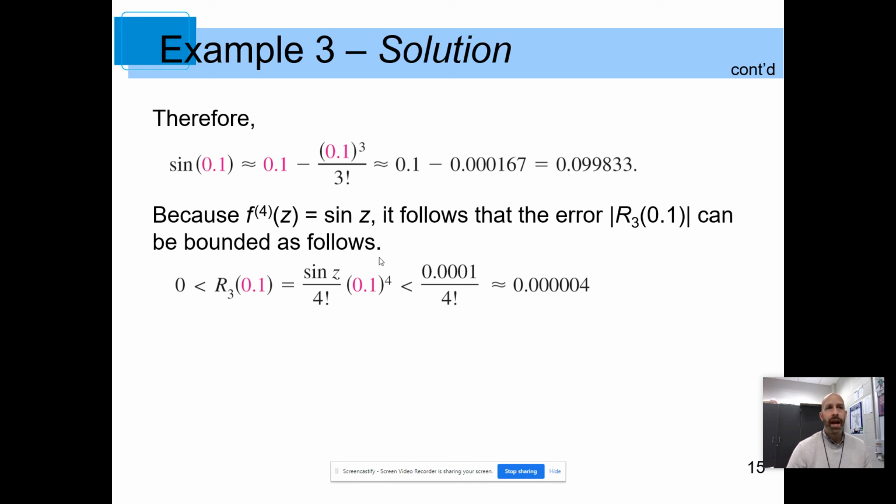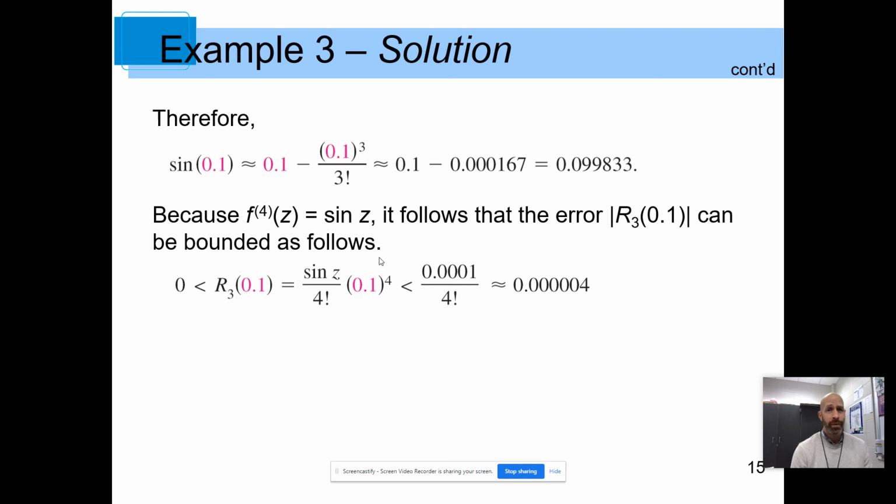It follows that the error, which is the absolute value of R sub 3 of 0.1, has to be bounded by the following. It has to be greater than 0. And in this case, we literally define it as sine z over 4 factorial times 0.1 to the 4. And it also has to be less than 0.0001 over 4 factorial. The reason is sine in general is going to be at worst 1.